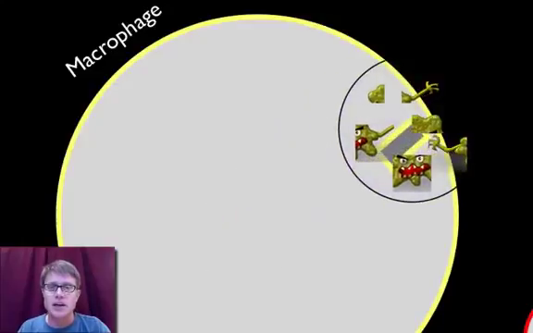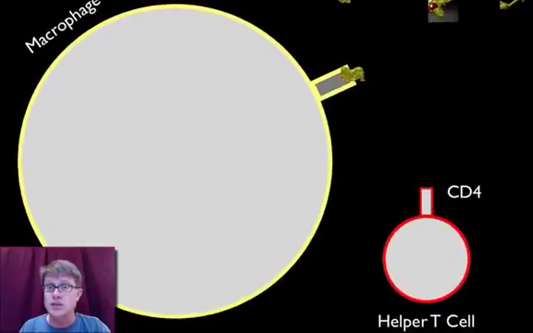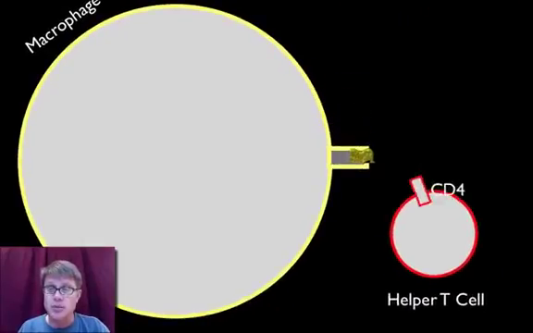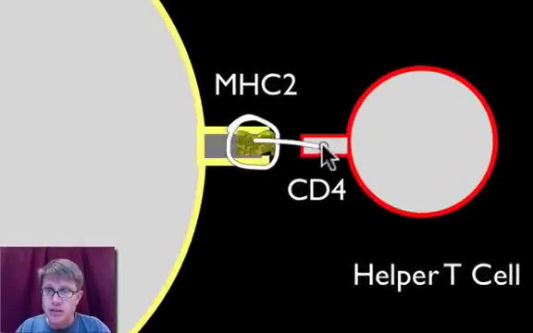Next, it'll let that go, but you'll notice as it moves out that part of it is being carried to the surface. The shape of a part of that antigen is carried to the surface. And now we have our helper T cell. It's going to pass that shape to the helper T cell.